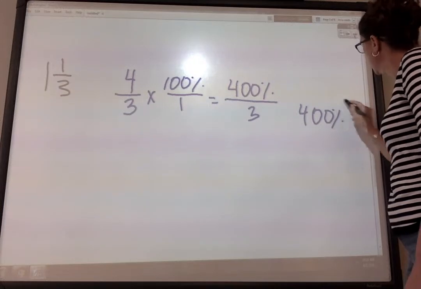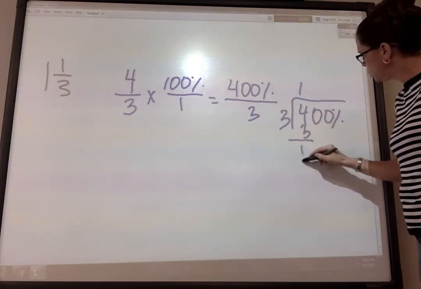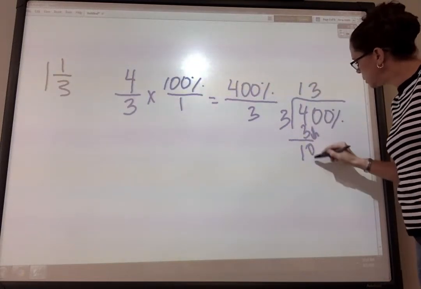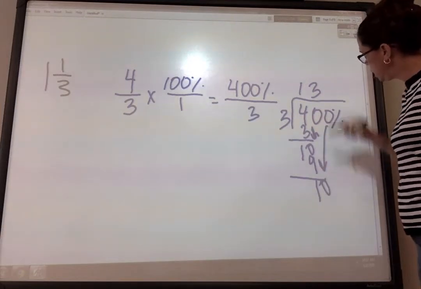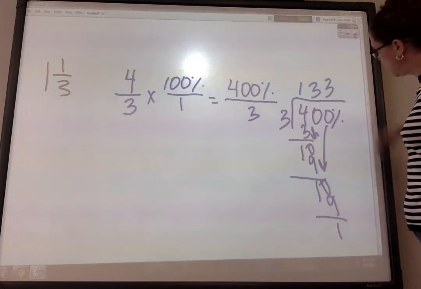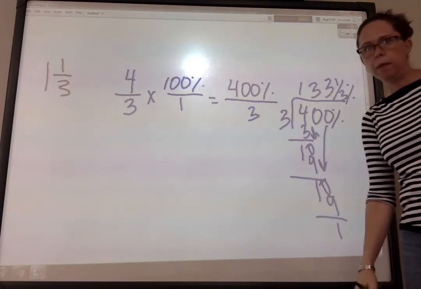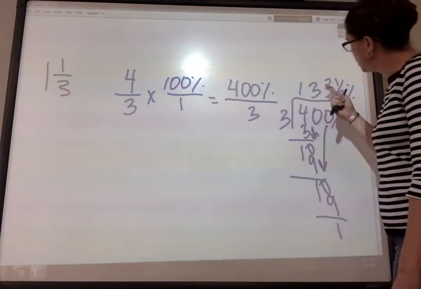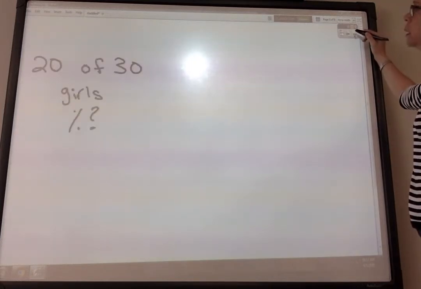400%. Divide by 3. 3 goes into 4 one time. 4 minus 3 is 1. Bring down the 0. 3 goes into 10 3 times. That's 9. Bring down the 0. 3 goes into 10 3 times. That's 9. So I have a 1 left over out of 3. 133 and 1/3%. Think about it, guys. Our number was bigger than 1, so our percent is going to be bigger than 100%. Okay?